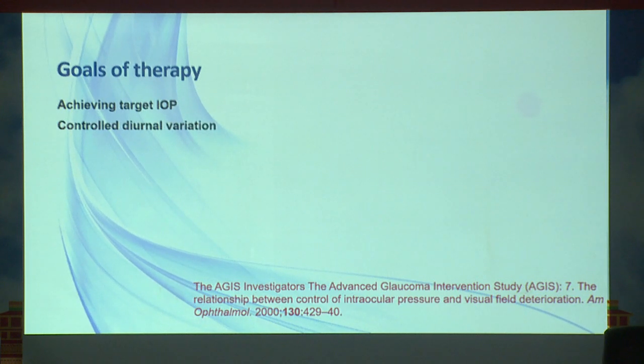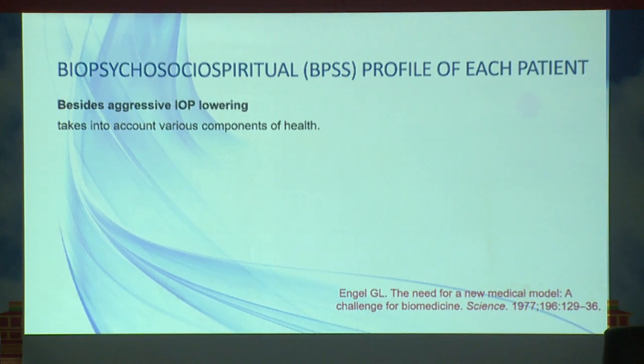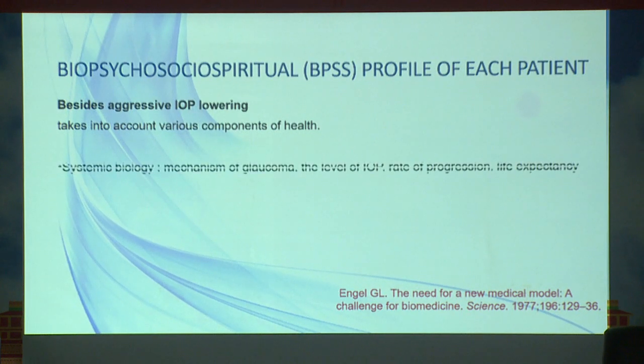But besides that, it is also important to ensure that there is controlled diurnal variation in patients and no fluctuation in intraocular pressure. Therefore, there is no progression on visual field, along with good quality of life of the patient. That is also very, very important. Therefore, we need to give a holistic approach to our patient. That is, we need to consider the biopsychosocial-spiritual profile of each patient besides aggressive IOP lowering.